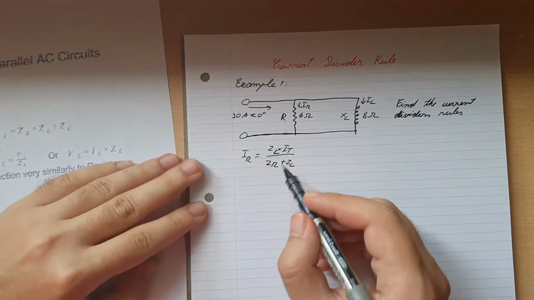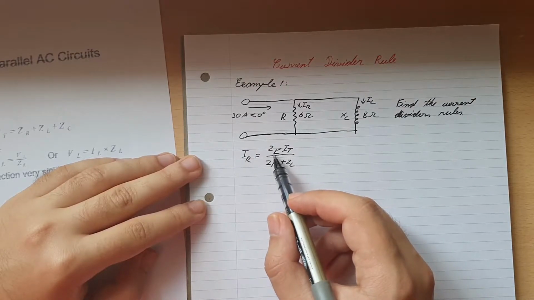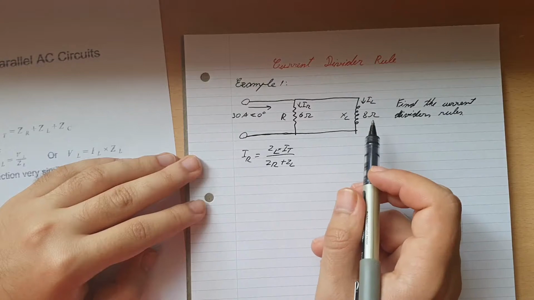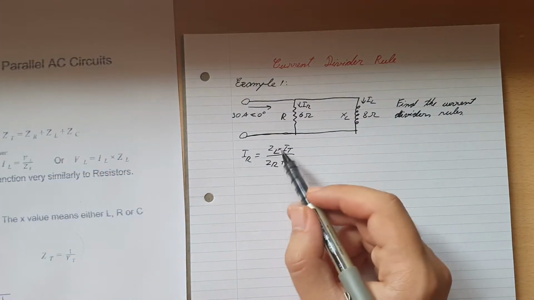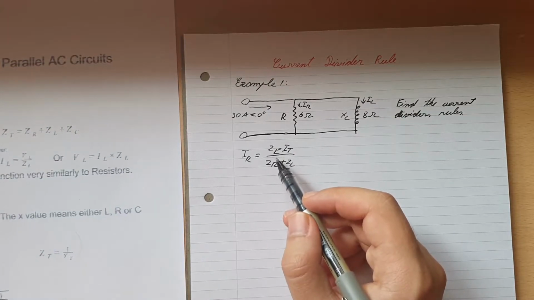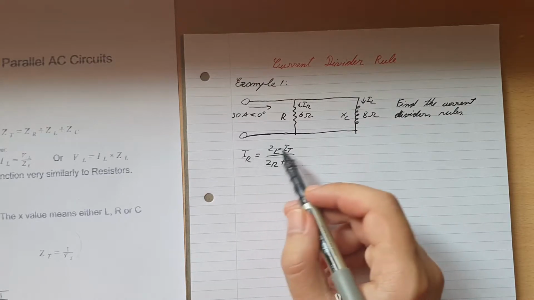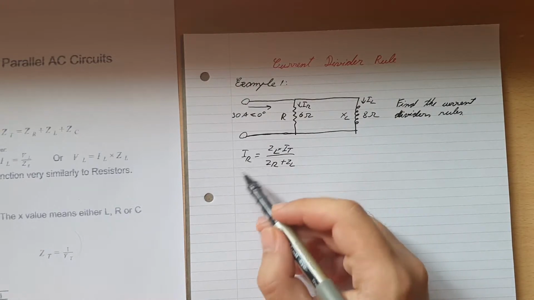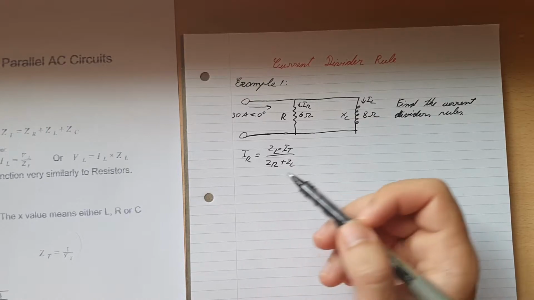Now IT is the total current, which we know is 30 amps, and this ZL value is the XL value with that angle, which is basically 8 at an angle of 90 degrees. The only difference is, when you want to find the current through R, you put ZL in here. If you want to find the current through IL, then you replace this one with ZR. Again, it's exactly the same as in the normal circuit.